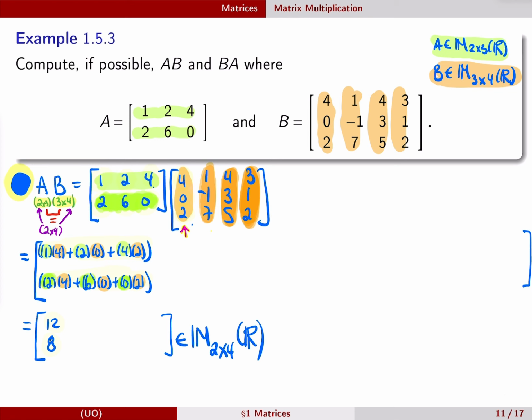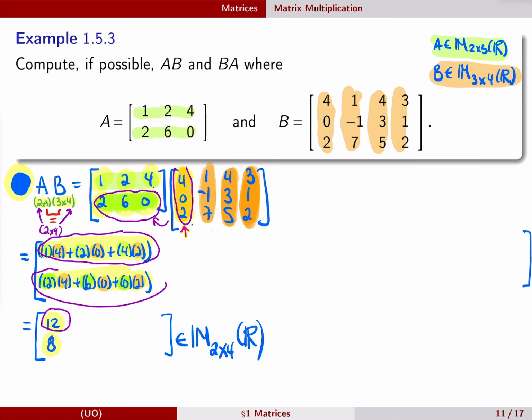So again, here, the trick is I am computing 4 times 1 plus 2 times 0 plus 4 times 2. So using the first row of A and the first column of B, you're getting the first row, first column element, and you can double check that this will add up to 12. And then 4 times 2 plus 6 times 0 plus 0 times 2. So when you take the first column down on the second row, you're getting the second row first column entry, and you can double check that this will give you an 8.